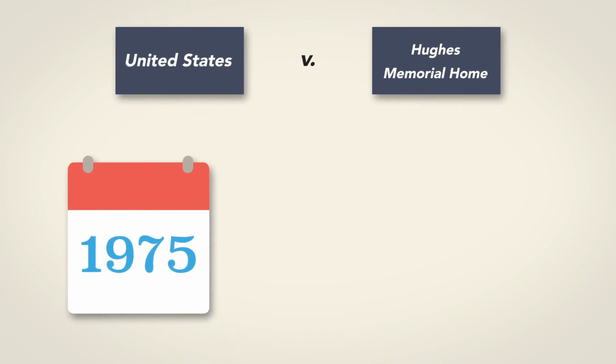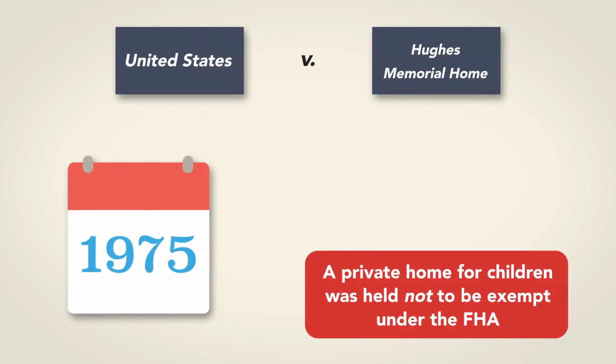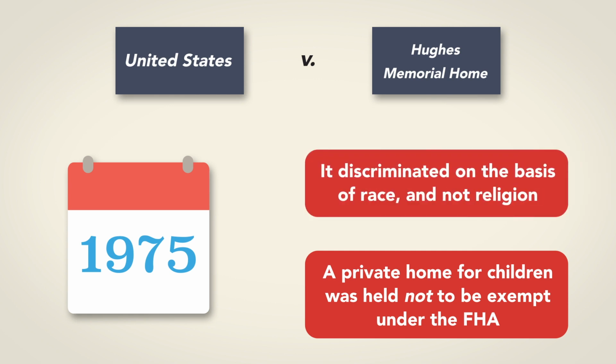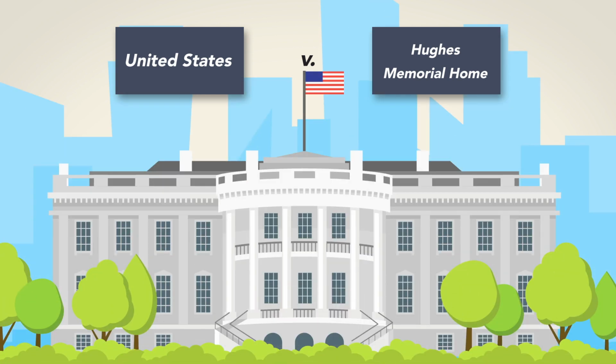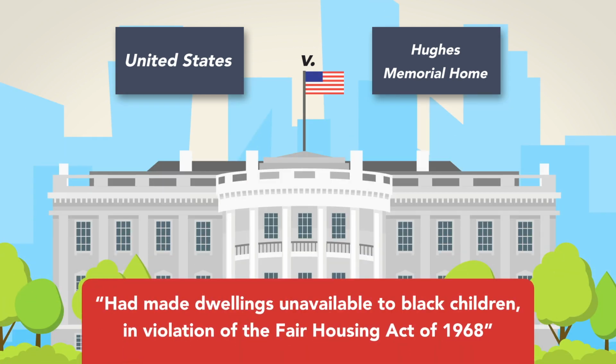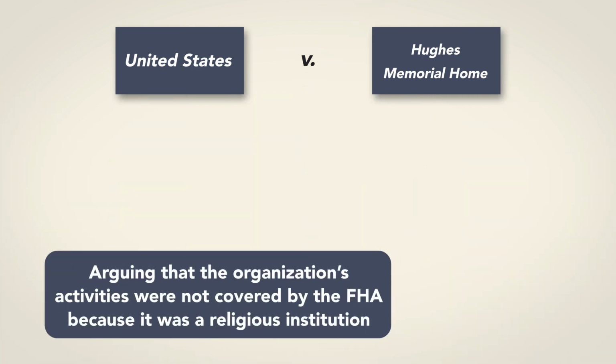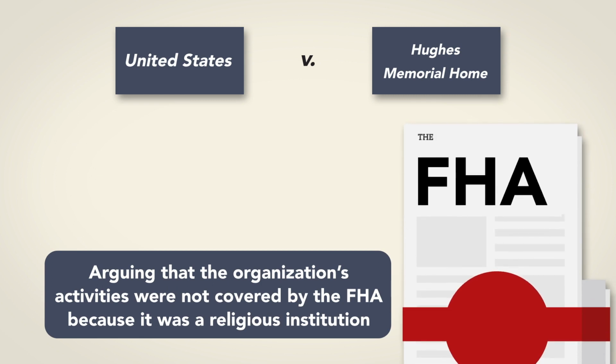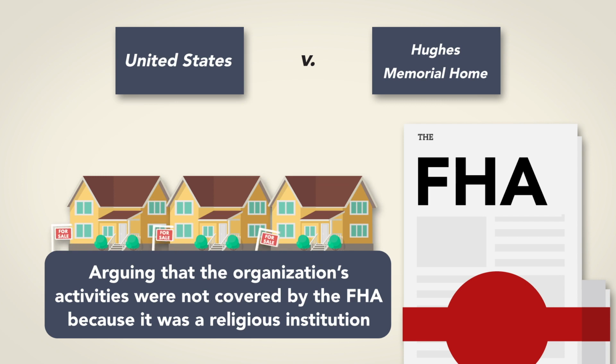The court examined this distinction in United States v. Hughes Memorial Home, where a private home for children was held not to be exempt under the Act because it discriminated on the basis of race and not religion. The federal government brought the complaint, alleging that the defendant had made dwellings unavailable to black children in violation of the Fair Housing Act of 1968. The defendant countered by arguing that the organization's activities were not covered by the FHA because it was a religious institution not engaged in the commercial sale or rental of residential properties.